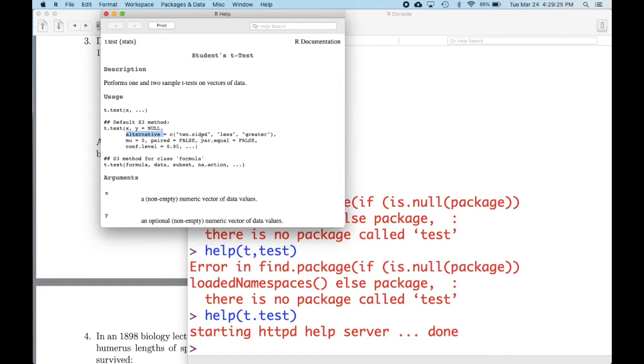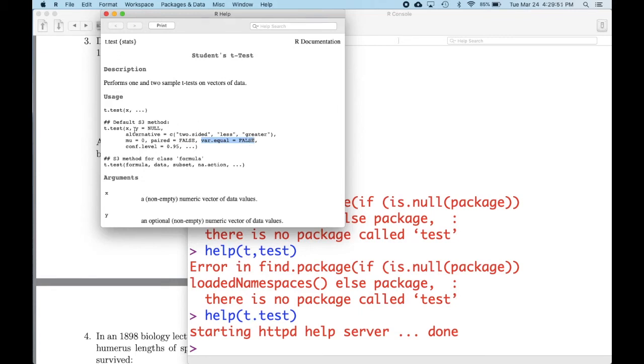The other thing that's going to be useful for us is this var.equal. By default it assumes that the variances are not equal. That's the non-pooled t-test. If you were to type that these are equal, then this is going to run the pooled t-test. So that's the value there.